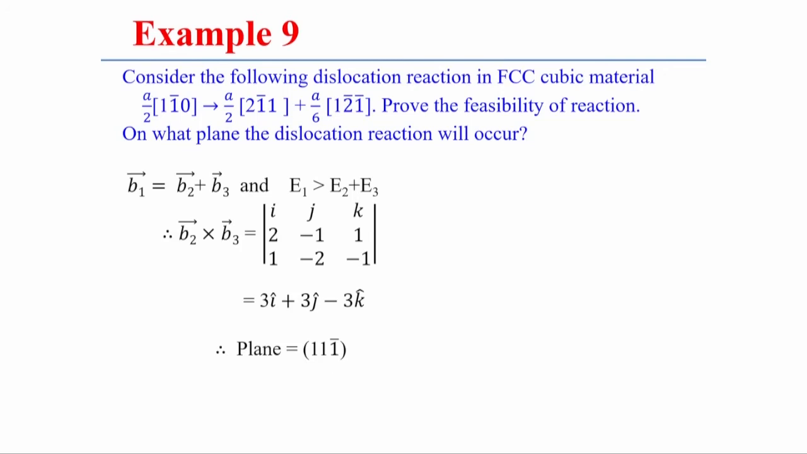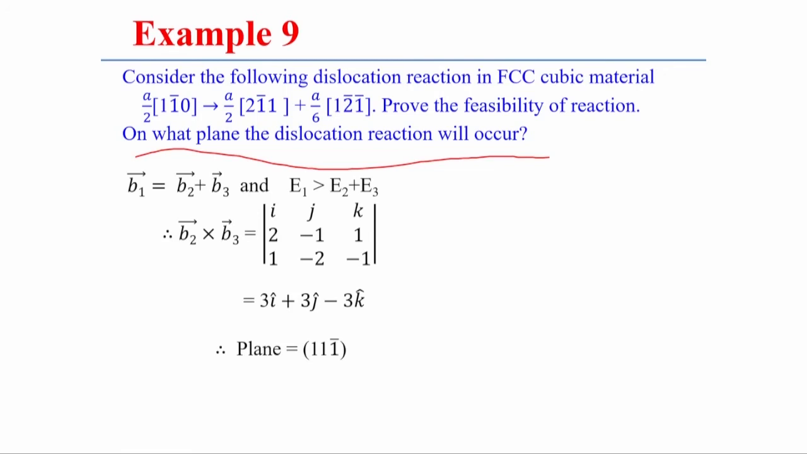Now finally we will consider another problem. Let us look into this. Consider the following dislocation reaction in FCC cubic material, and the reaction is defined. First, prove the feasibility of the reaction. And the second question is, on what plane will the dislocation reaction occur. So first thing is to prove the feasibility of the reaction.